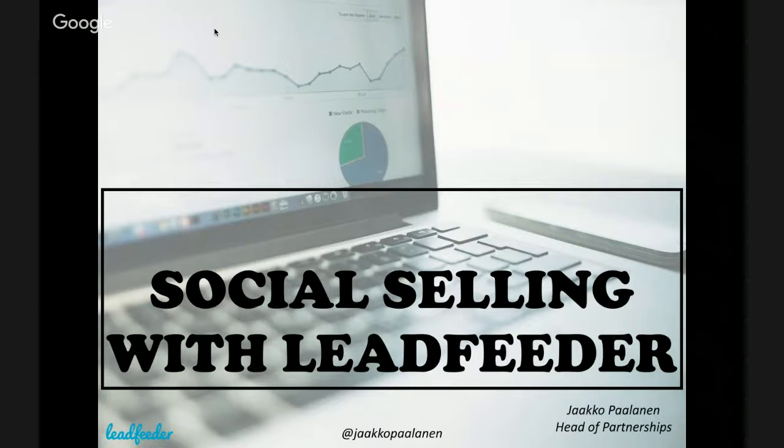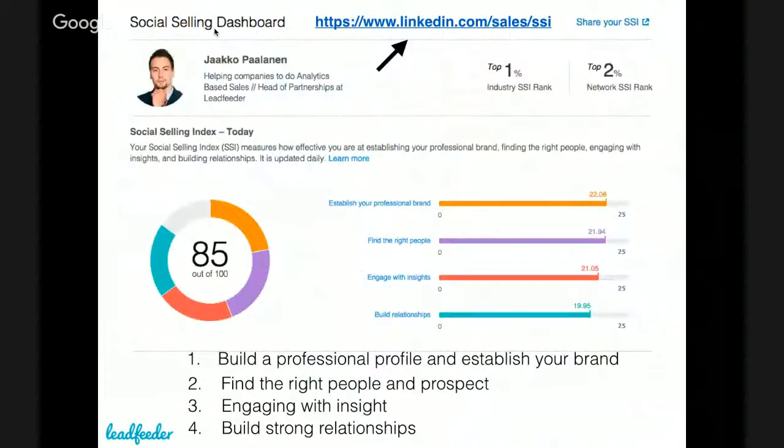So let's start off with one of the most basic things in social selling. This is the social selling dashboard, and you can see your own social selling index with this. Using the URL in the upper corner, linkedin.com/sales/SSI, you can check your own social selling index.